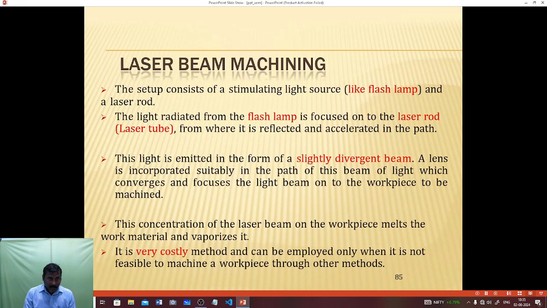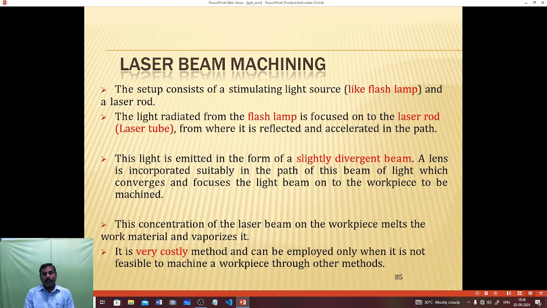In laser beam machining, the setup consists of a stimulating light source, the flash lamp, and a laser rod. The light radiated from the flash lamp is focused onto the laser rod or laser tube, from where it is reflected and accumulated. The light is emitted in the form of a slightly divergent beam. A lens is incorporated suitably in the path of this beam, which converges and focuses the light beam on the workpiece to be machined.